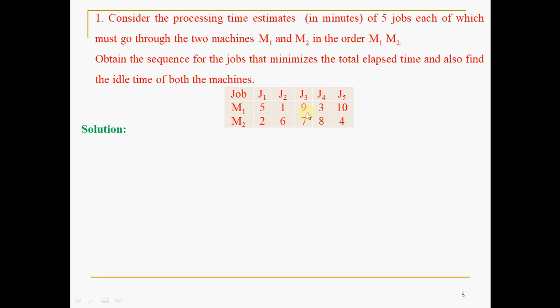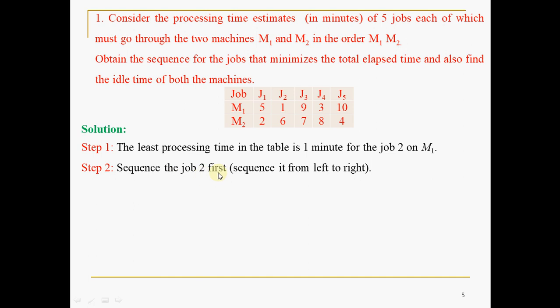Now coming to the solution, the very first step is to identify the least processing time in the entire table. In this table it is 1 minute, which corresponds to job 2 on machine 1. As per Johnson's algorithm, if the least processing time corresponds to M1, you sequence that job from left to right. So sequence job 2 first, from left to right. Instead of writing J2, I have just written 2. 2 stands for job 2.